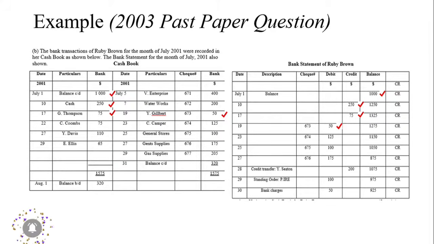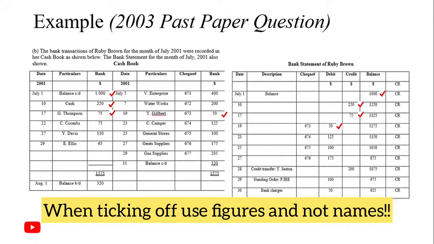And I always tell my students, do not look for the names, because as you can see, Y Gilbert is there in the cash book, but you're not seeing Y Gilbert here. There is nothing in the description, they only have a check number. And that is how it will come sometimes on the exam. So I tell my students, don't look for the names, look for the number, look for the amount of money.